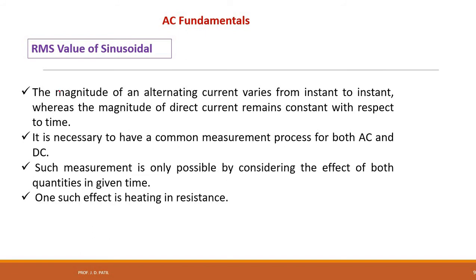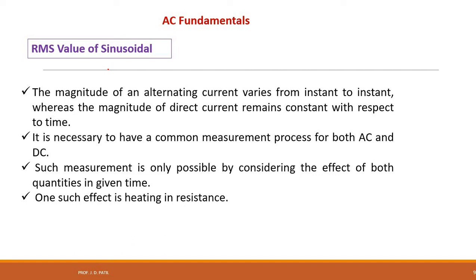Now the RMS value of the sinusoidal waveform. What is RMS? It is the root mean square value. The full form of RMS is root mean square value of a sinusoidal waveform. Now for the RMS value, the magnitude of alternating current varies from instant to instant, whereas the magnitude of direct current remains constant with respect to time.